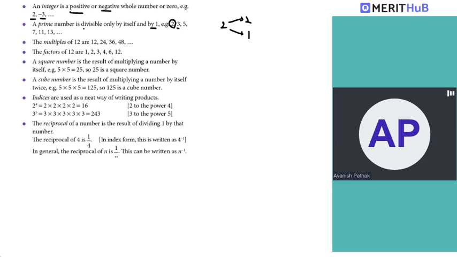What are the multiples of 12? Multiples of 12 means if I multiply 12 with an integer, I should get that number.